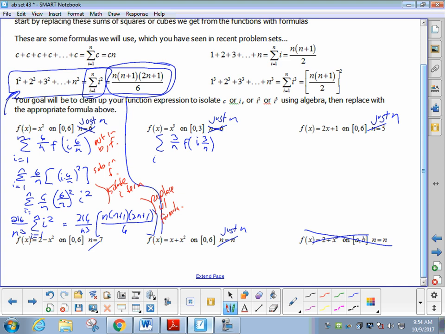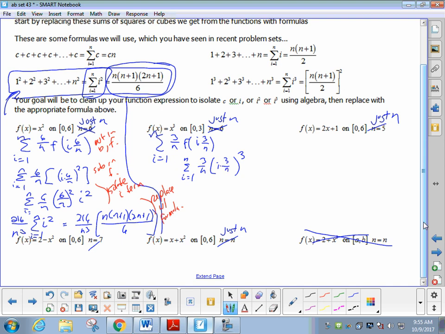And I would start, because I'm using right-hand rectangles, from the first 3 over n, which is the right side of the first region, to the last, which is the nth 3 over n. And the nth 3 over n would just be 3, which is what it should end at, right? All right, so now, replace with the function. In this case, 3 over n stays, but instead of the function, I'm going to say blank cubed. And that blank is the i of 3 over n.